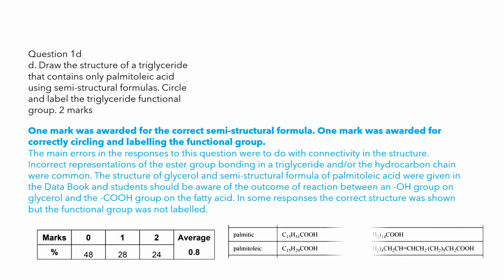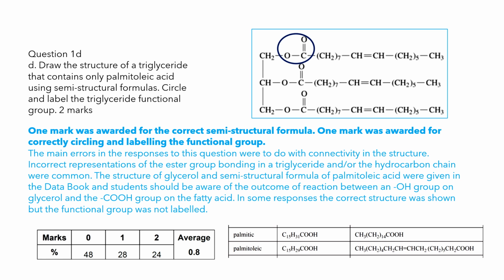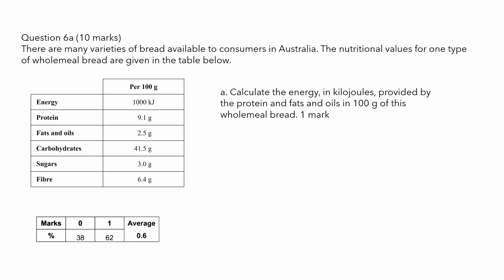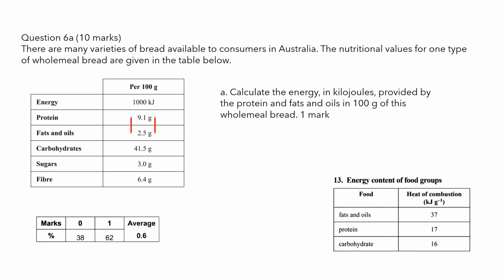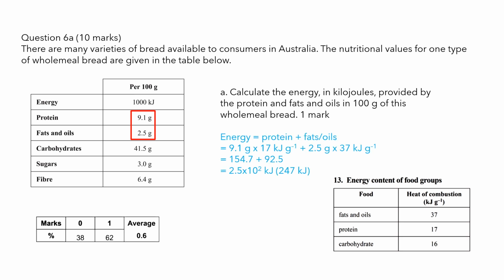Refer to the structure of palmitoleic acid in the databook and draw a semi-structural formula of this triglyceride. Circle and label the triglyceride functional groups as the ester group. Refer to the databook, substitute the value of protein and fat mass into the equation, then calculate the energy of this spread.